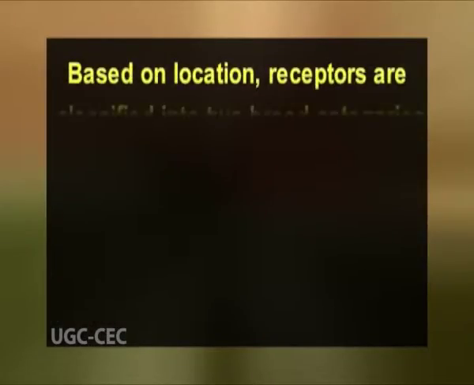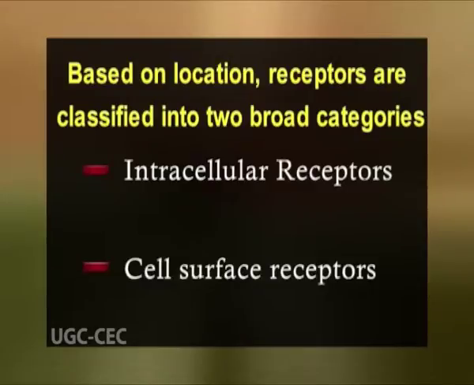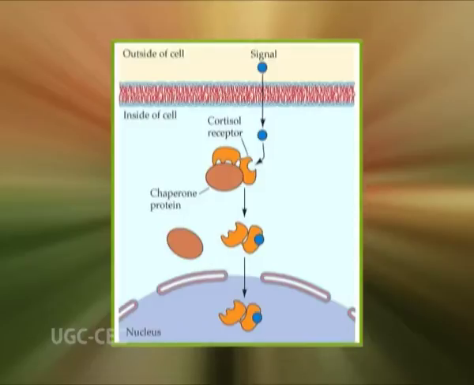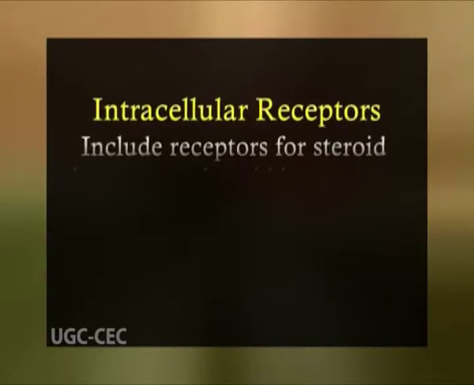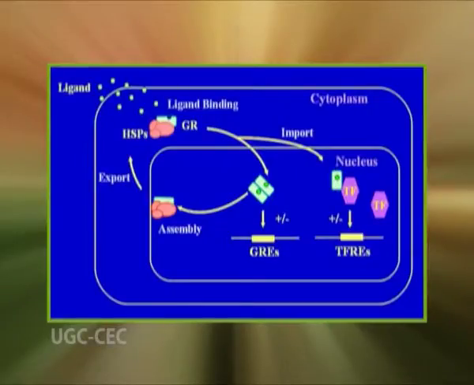Based on location, receptors are classified into two broad categories: intracellular receptors and cell surface receptors. Intracellular receptors. The most prominent class of the intracellular or cytoplasmic receptors comprises the nuclear receptors that are found in the cytosol and or in the nucleus. Intracellular receptors include receptors for steroid hormones, thyroid hormones, retinoids and vitamin D, as well as different orphan receptors. The intracellular receptors are all structurally related and belong to the nuclear receptor superfamily.